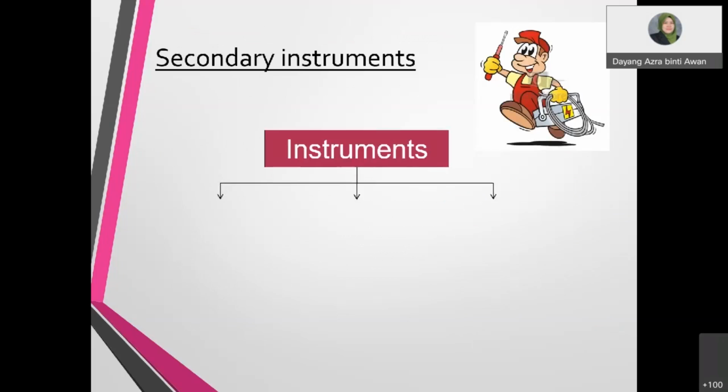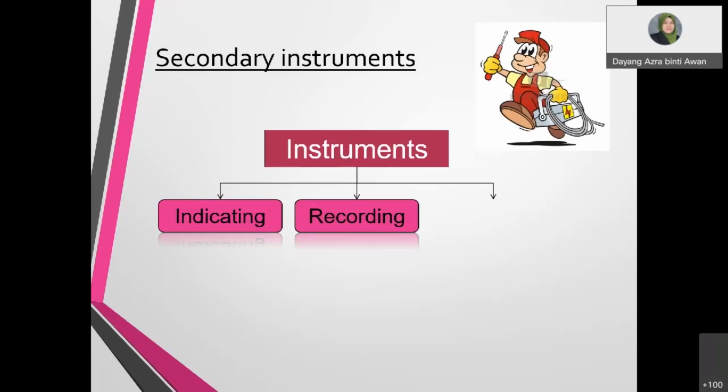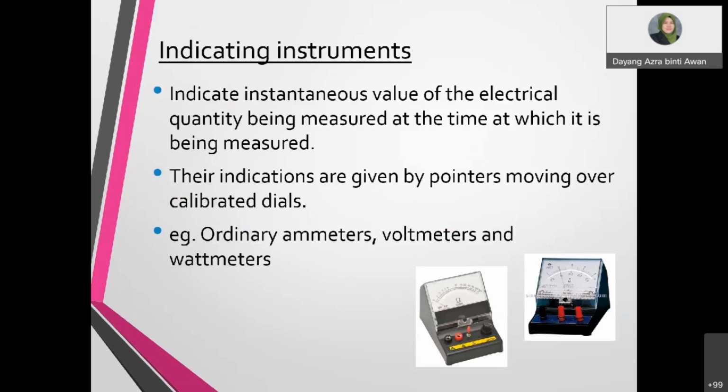Then we have secondary instruments. So these are the three types of secondary instrument. Secondary instruments can be classified as indicating instruments, recording instruments, and also integrating instruments. This is the indicating instrument. It indicates the instantaneous value of an electrical quantity. So it gives you the answer on the spot.